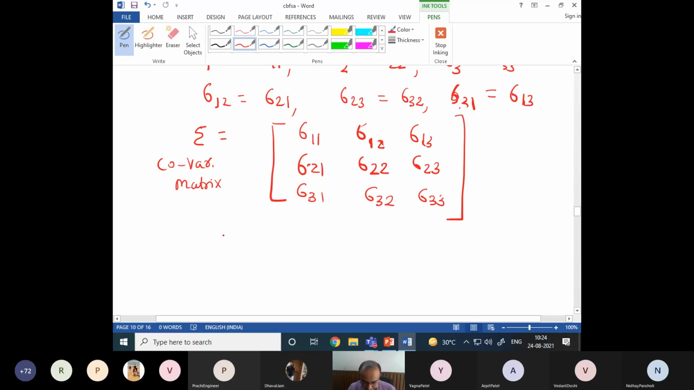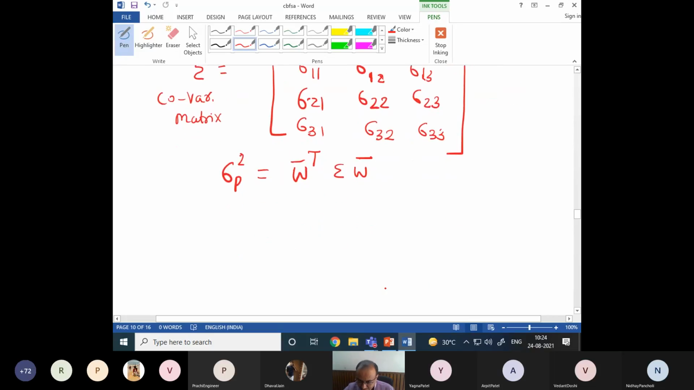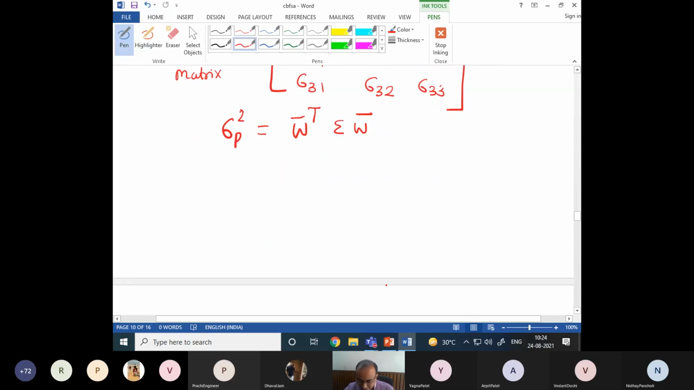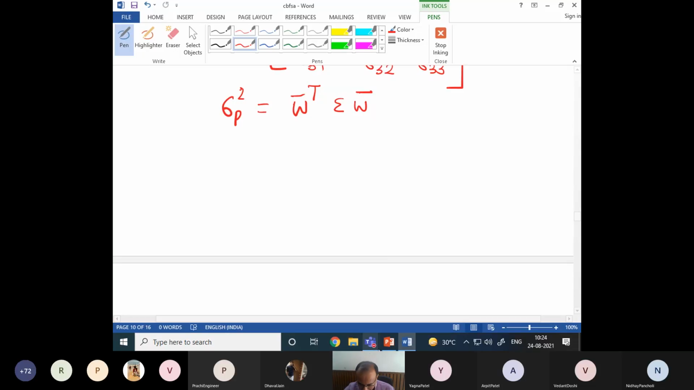I will get the same result. You can just try it and arrange in a matrix form. Up to 3 cross 3 you can do very easily. Same results you get: W transpose sigma W, where W is the weight vector matrix and sigma is what? It is the covariance matrix. So ultimately the result is the same, right?